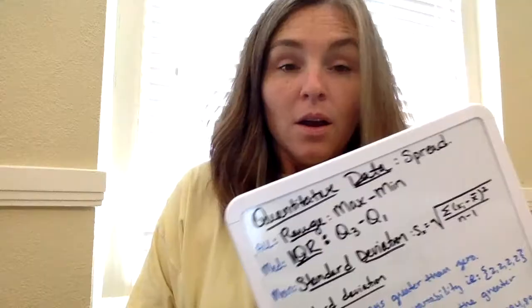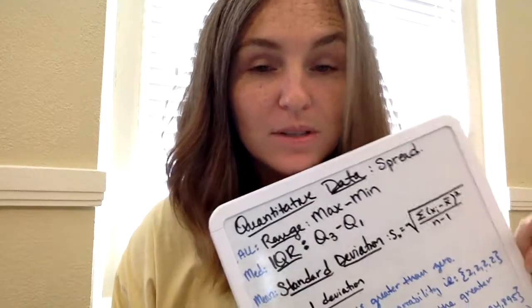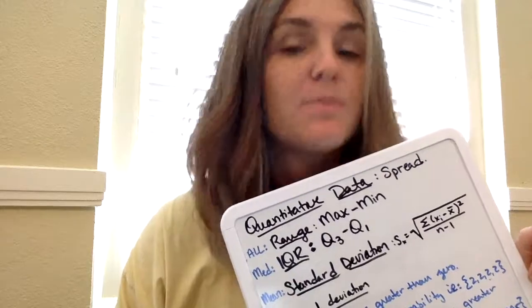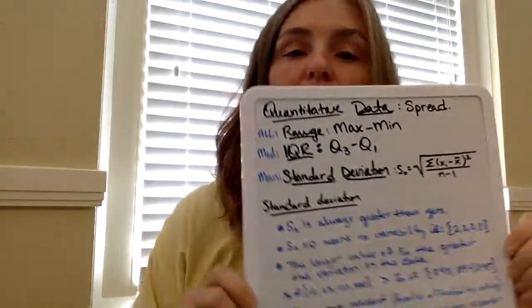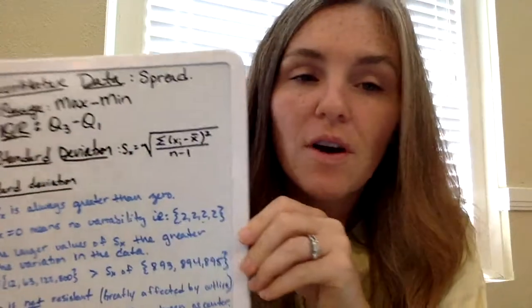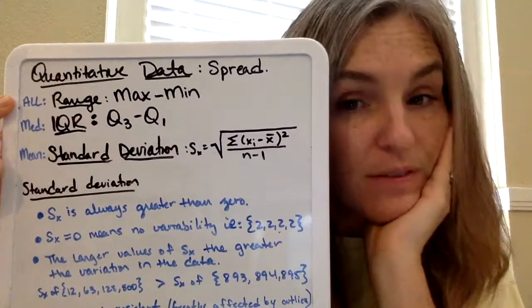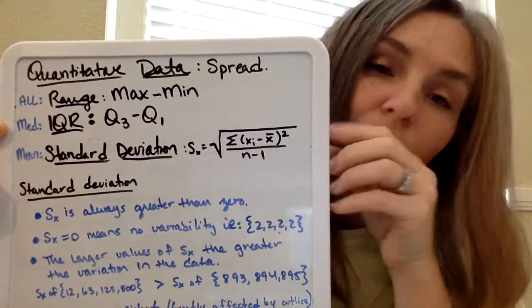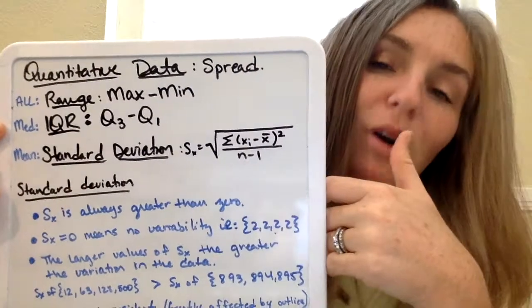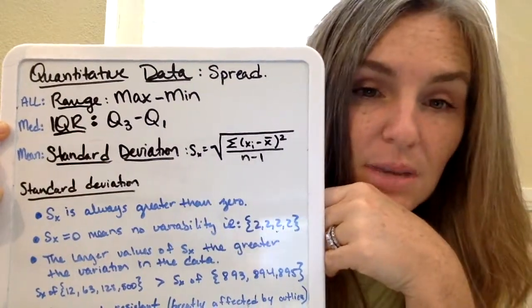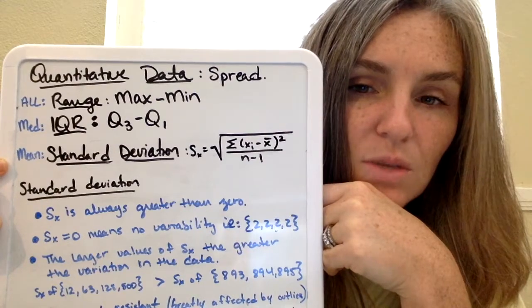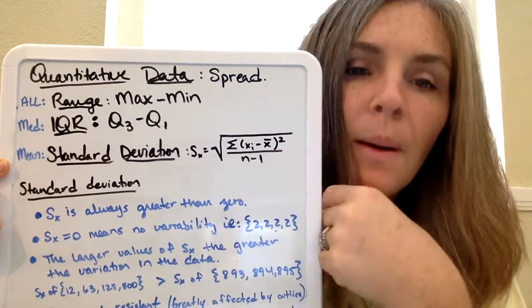One of the things that we need to be able to do is take quantitative data and discuss the spread of the data. There are three ways that we've talked about to do this so far. Range, which we can always use, but it's not very descriptive of the data. Median IQR, which we use when we're discussing medians, and standard deviation, which we discuss when we're doing mean.